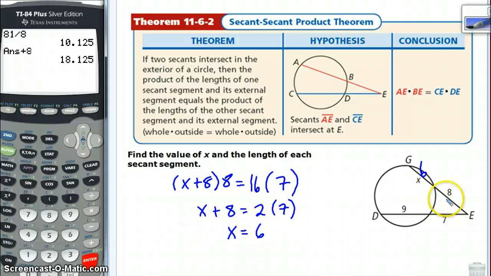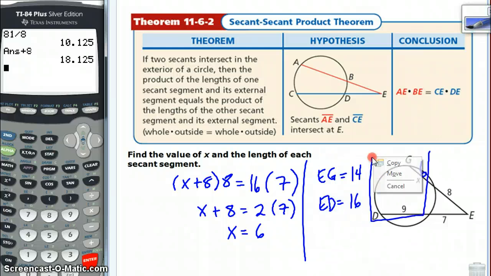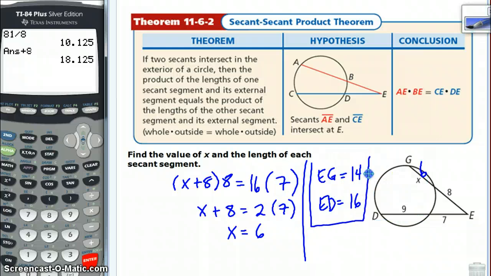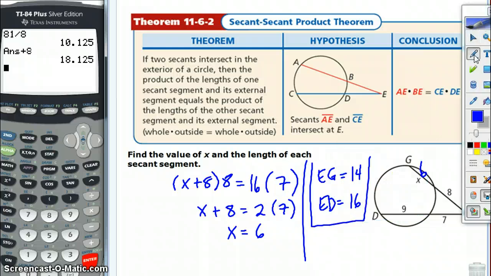So my entire length of EG is 14, and my entire length of ED is 16. So there once again are my, oh, that was kind of fun. Try that again. And there are my 3 answers for this problem.